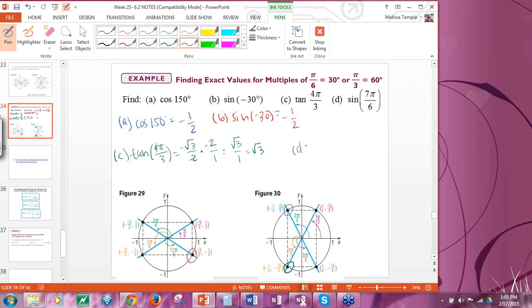And lastly, D, sine of 7 pi over 6. Locate 7 pi over 6 on your circle. That's this point right here, and my sine is negative 1/2. Questions on any of that? Okay.